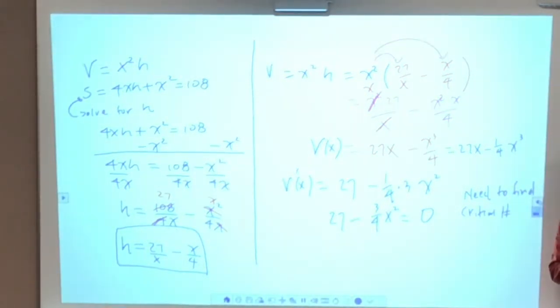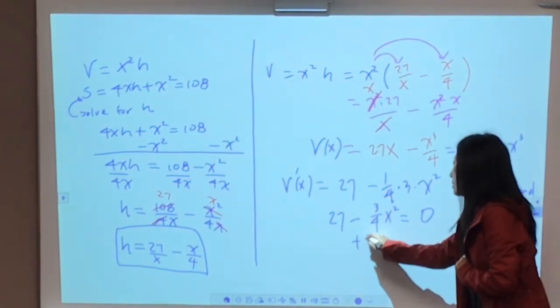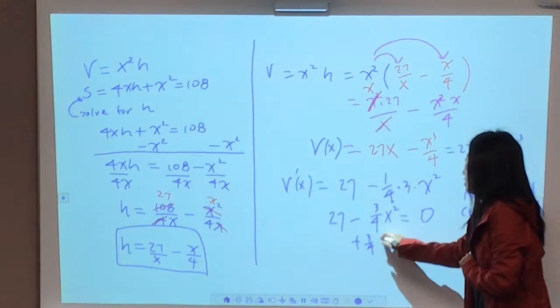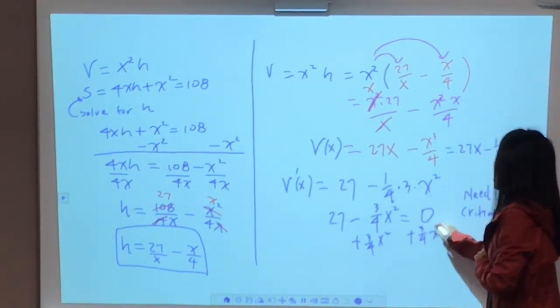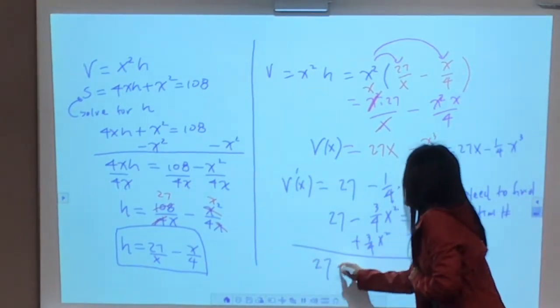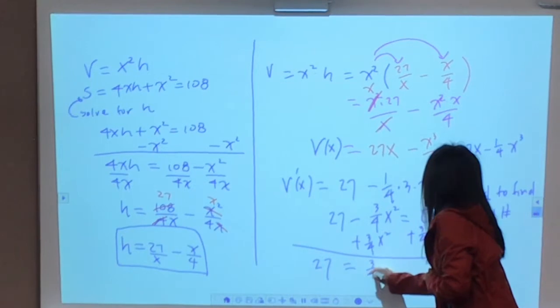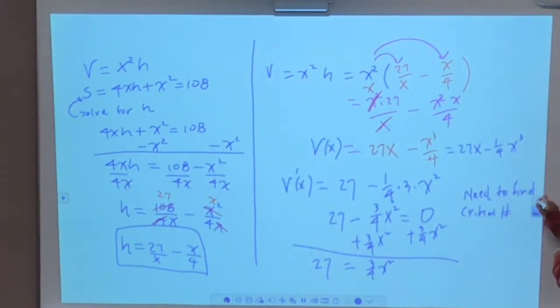Alright, is everybody good? So far so good? Now I'm going to do what then? Divide by 3/4 x squared. So I have 27 is equal to 3/4 x squared. I am looking for x.